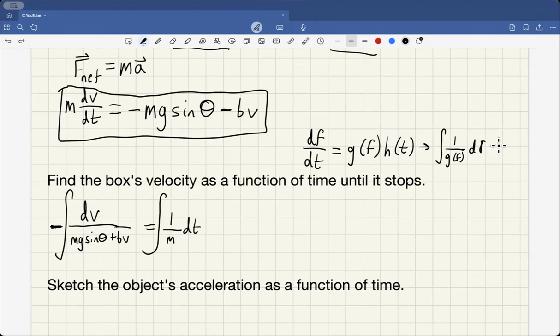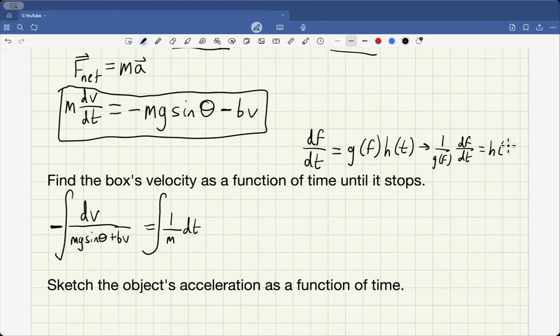Sorry, that's not what I meant to do. If you rearrange it, what you're going to end up with is df/dt times 1 over g of f. Sorry, I'm going to rewrite that. I did not leave enough room there. So 1 over g of f, df/dt, is equal to h of t.